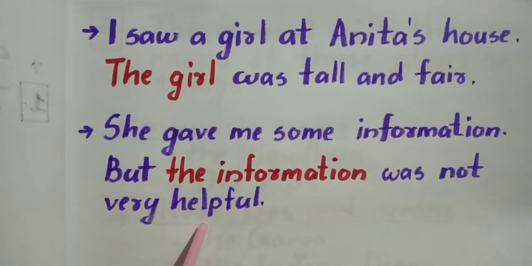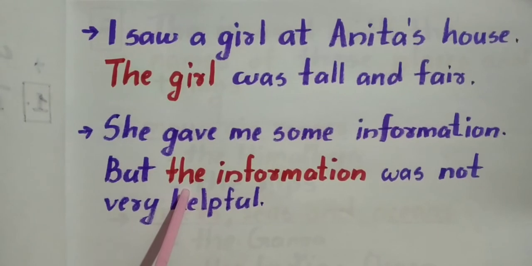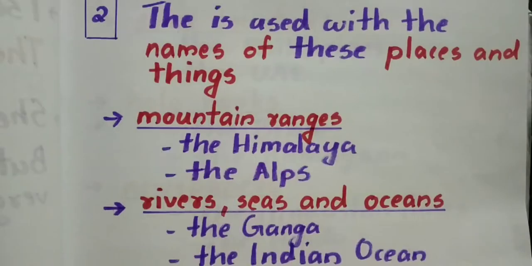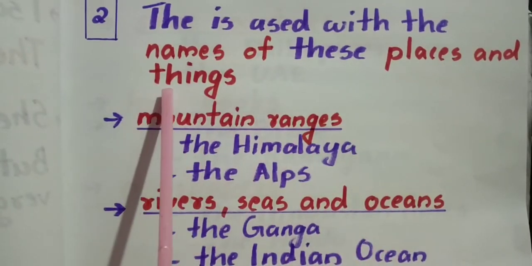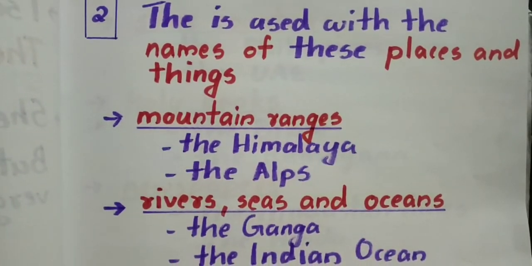So when we are repeating the same noun, we will add the article the to give the meaning. We are talking about the same noun. We are talking about the same thing that we have mentioned before. We are coming to the second rule of using the article the. The is used with the names of these places and things. The article the is used with the names of some places and things, and they are listed below.